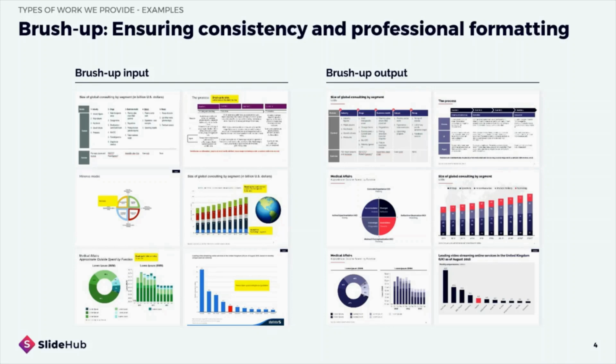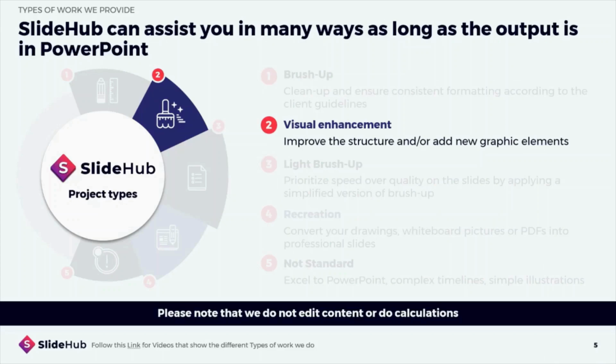In those cases, a visual enhancement would be more suitable, as it makes your slides more engaging and visually appealing for your audience. Visual enhancement includes everything that brush up includes, with the addition of picture recreations, improvement of the overall structures on the slides, and addition of new graphical elements like icons or pictures. It simply means that your slides will match your company branding and rules and will also be made to be more visually appealing for the audience.